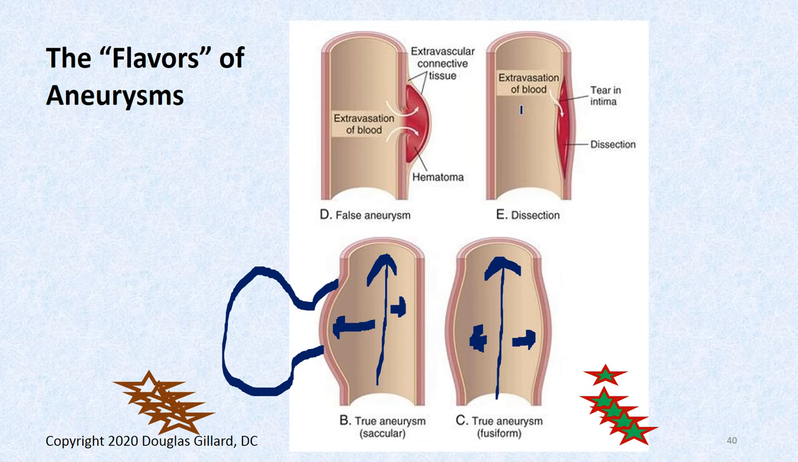A dissection also usually starts as a rip, as a true aneurysm, or as a false aneurysm. But instead of the blood making it through the last tunics here, it gets stuck usually in the middle of the tunica media. It finds that it can't get through the tunica adventitia, but it finds that it can actually rip itself down through the middle of the tunica media. And that's a dissecting aneurysm. Very, very dangerous. Probably the most dangerous of all of these, I would say.